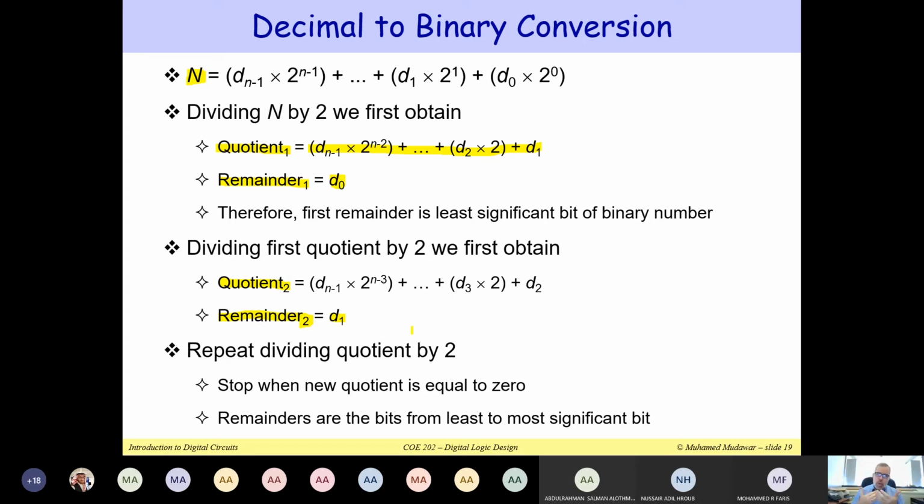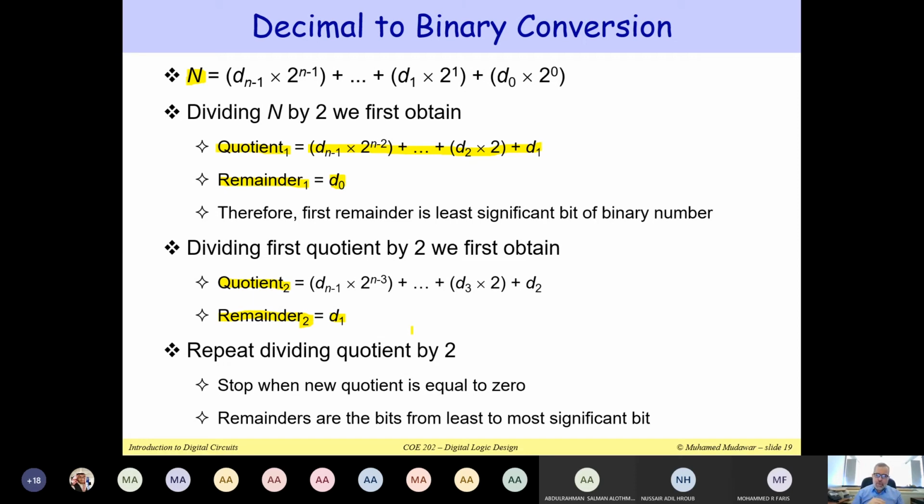Okay, so this is why we divide by 2. And this is how we obtain the bits of the binary number. So D0, D1, D2, D3, and so on, these are the remainders. The first remainder is D0, the second remainder is D1, and so on. And these are the digits, or the bits, of the binary number.